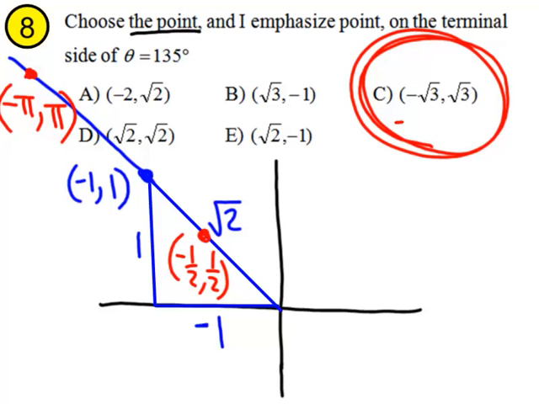-√3 would be approximately -1.7 something. Positive √3 would be approximately +1.7 something. So that would land me somewhere right around here. This drawing is not perfectly to scale, but I hope you got the idea here, that we can confidently say answer choice C lies on that terminal side.